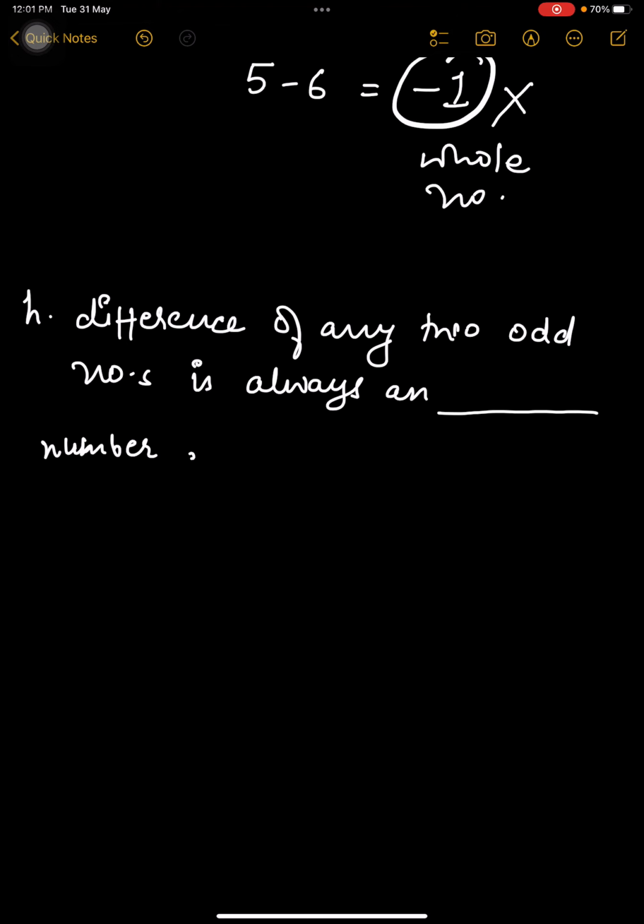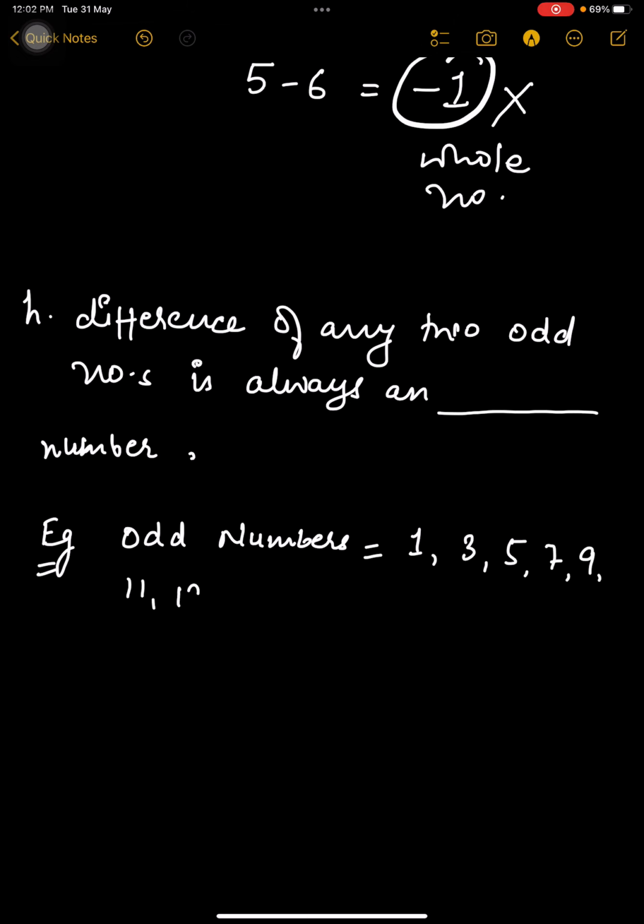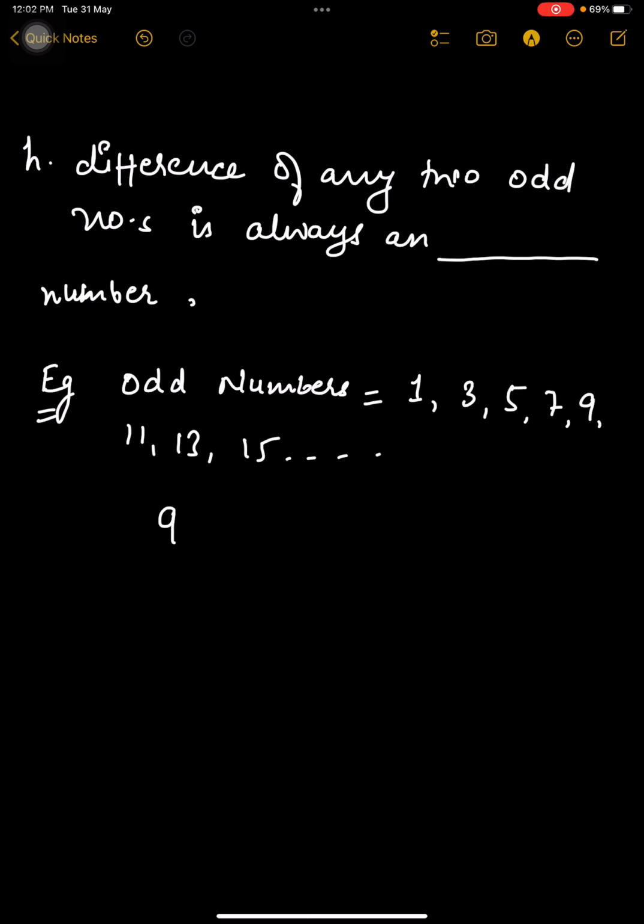So let's start with this question with an example. You all are aware of what odd numbers are? Odd numbers are those numbers which are not divisible by 2. So the odd numbers are 1, 3, 5, 7, 9, 11, 13, 15 and so on. These are all odd numbers. Choose any two odd numbers as per your convenience. Suppose I choose 97 and 7. What is the difference between 97 and 7? It is 90, right? Which is an even number.